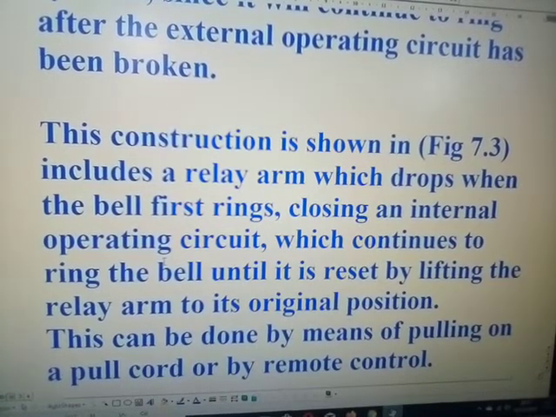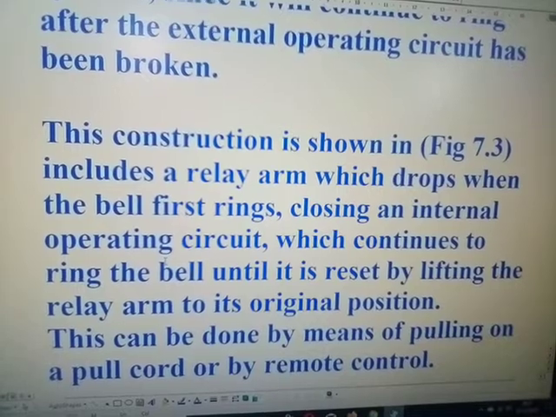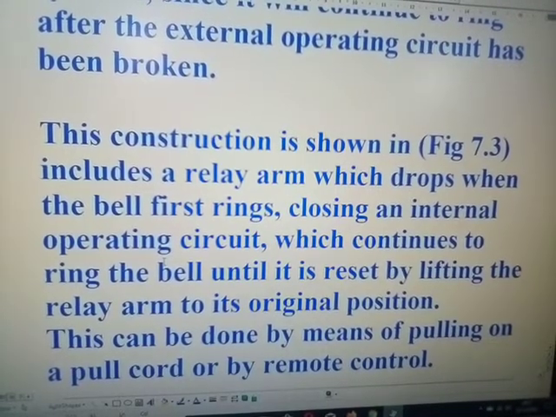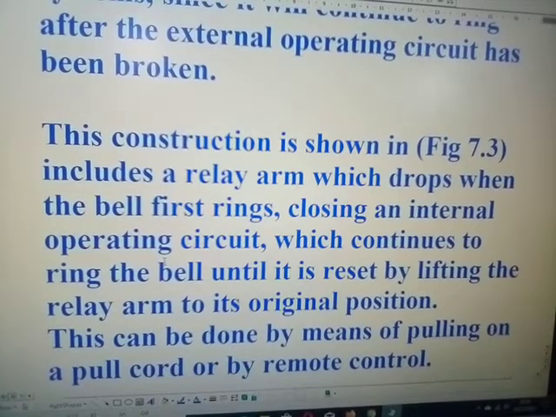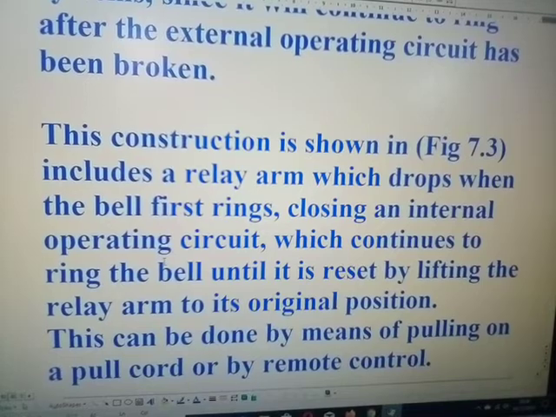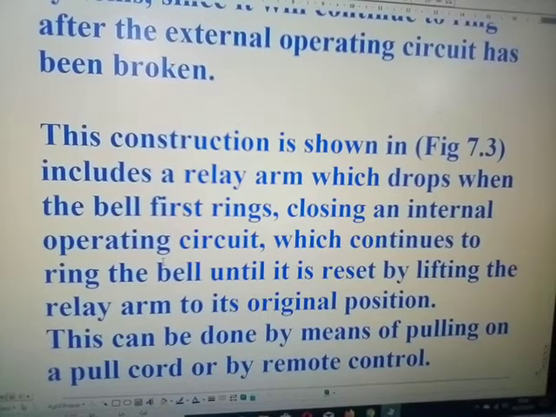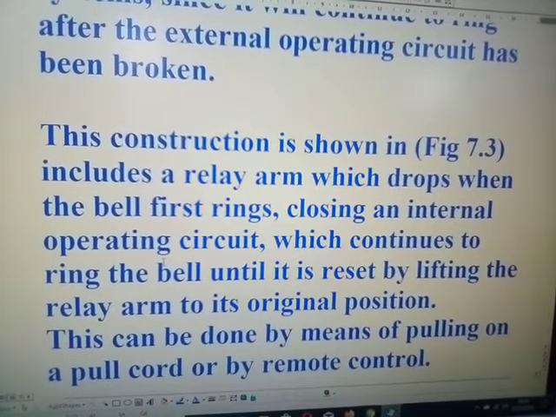So what he's saying here is that with this kind of bell you cannot simply reset it once it's triggered. The only way you can reset it is by a mechanism pulling on a cord, or by resetting it by remote control, which is what you do when you push the button on your alarm system.